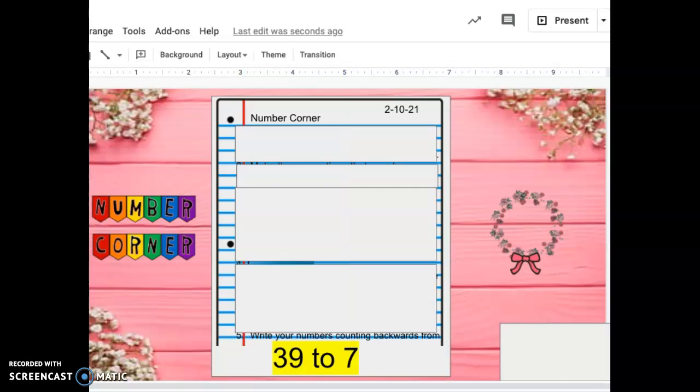Next to number 5, we will be counting backwards. Please start at 39 and count backwards down to 7. Start at 39 and count backwards down to 7. Press pause if you need more time for number 5.